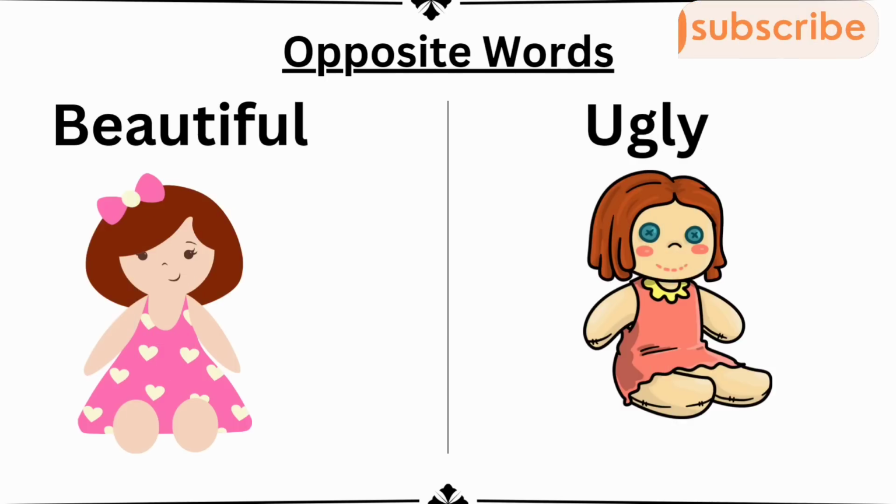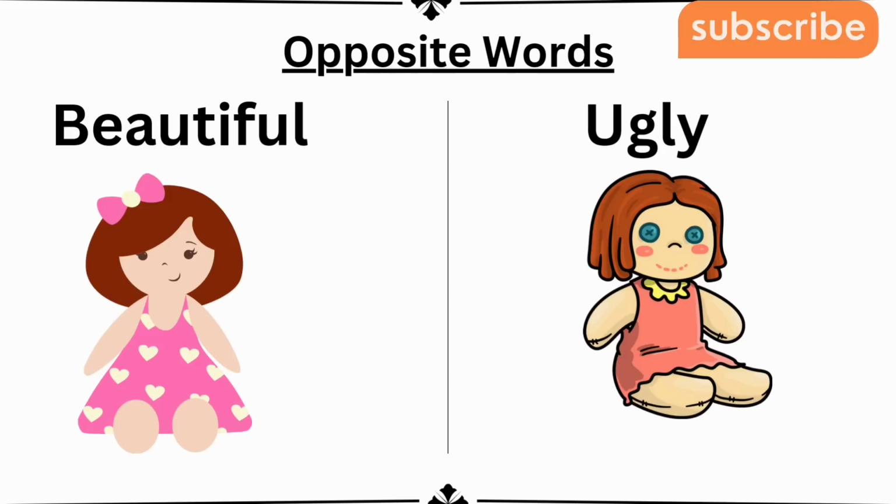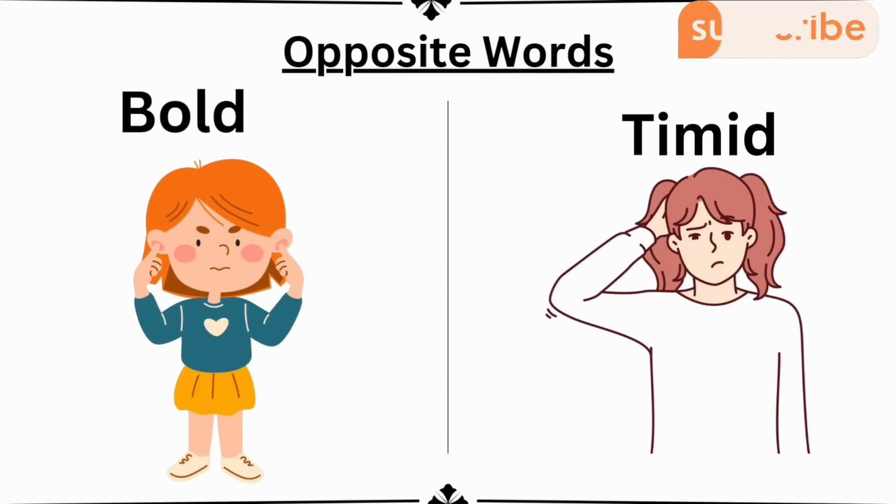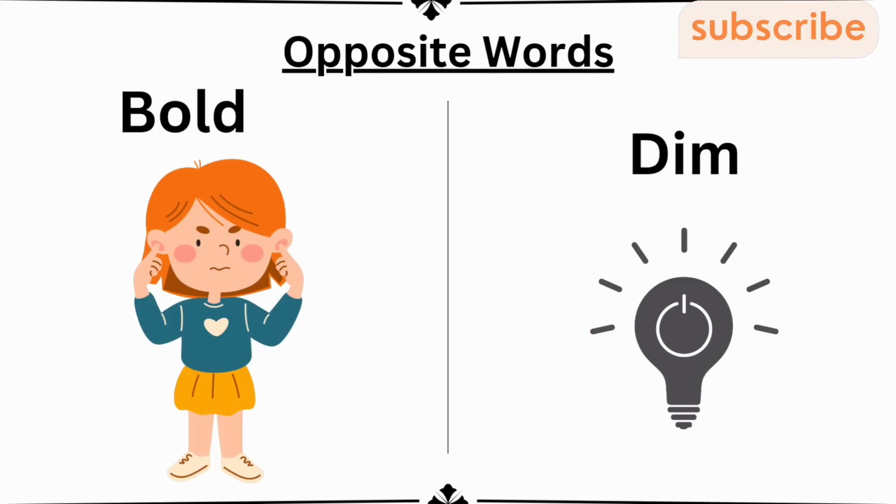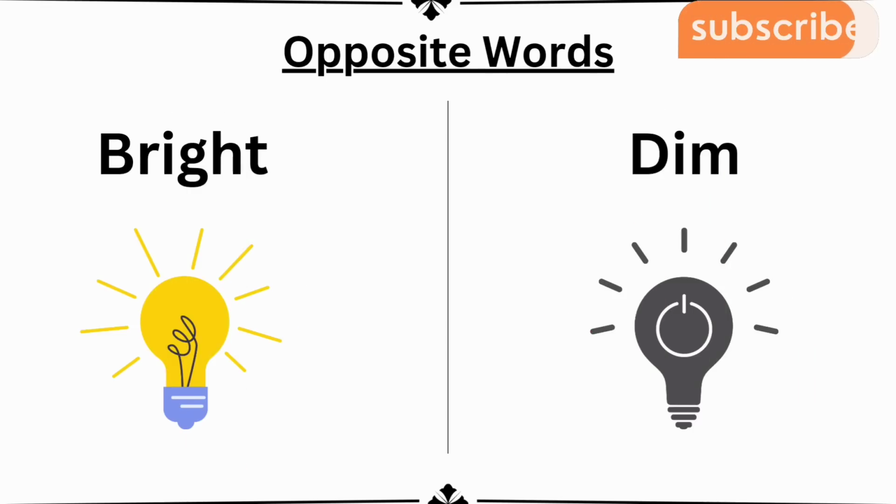Beautiful. This is a beautiful doll. Ugly. That is an ugly doll. Bold. She is very bold. Timid. She is very timid around the people. Bright. This lamp light is very bright. Dim. That lamp light is very dim.